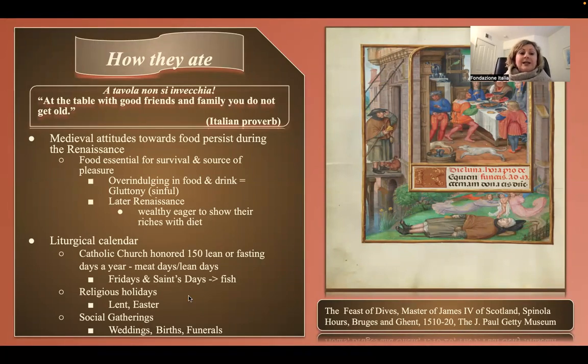Food really rotated around the liturgical calendar. There were 150 days in which people had to observe lean or fasting diets. So there were meatless and lean days, which meant that Fridays and Sundays were always fish, you couldn't eat meat. There were religious holidays that had particular diets, and then also social gatherings, like a wedding, birth, and funerals, and during these social gatherings, eating would also be different.